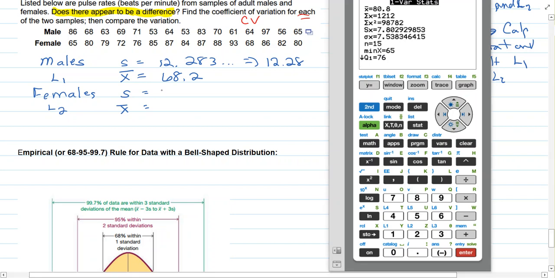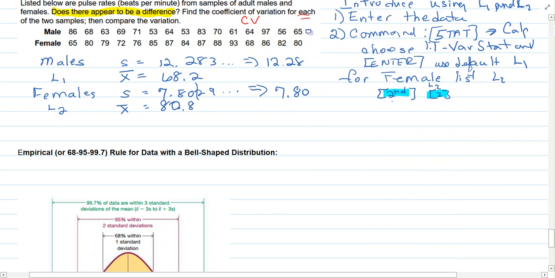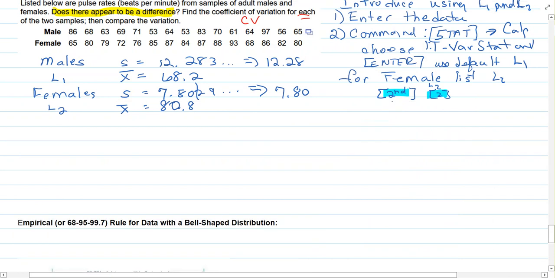So our S is 7.802, whatever. Okay. And we want 2. All right. And our average, or our mean, is 80 8/10. All right. So now that we've done all that work, this is step 1.